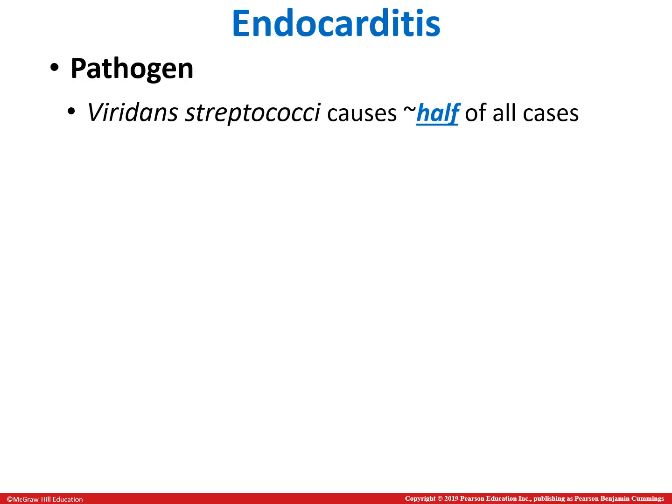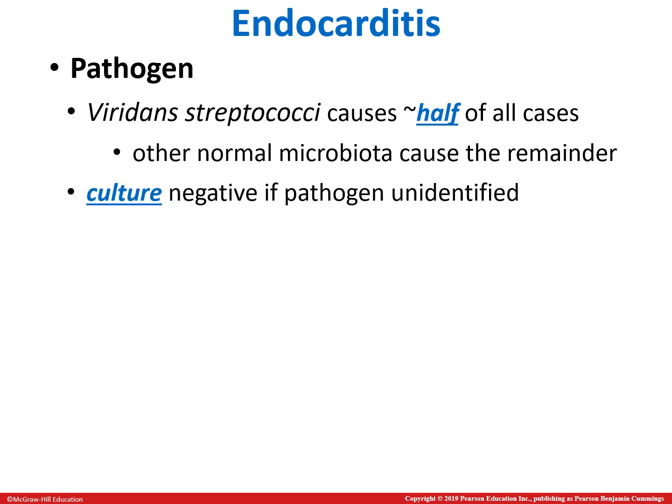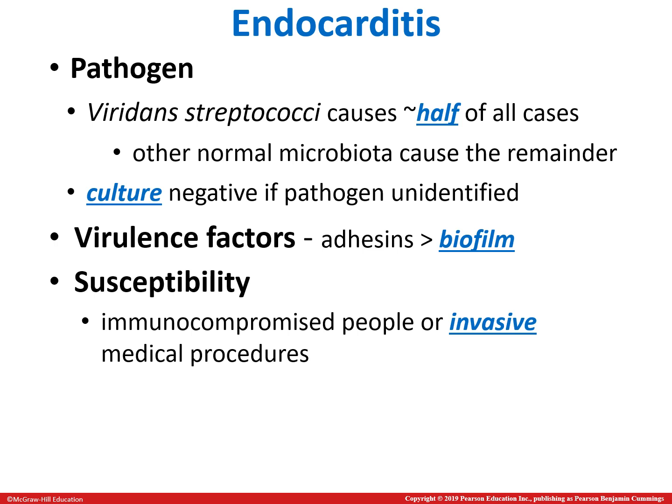So the one localized infection we'll talk about for the cardiovascular system is endocarditis, and about half the cases are caused by a bacteria that lives in the mouth called Viridans streptococci. Other normal microbes can cause this, and in many cases the pathogen never gets identified, and we would call that culture negative endocarditis. But the typical virulence factor here is an adhesin. So you've got to be able to make a biofilm on the valve of the heart to cause endocarditis.